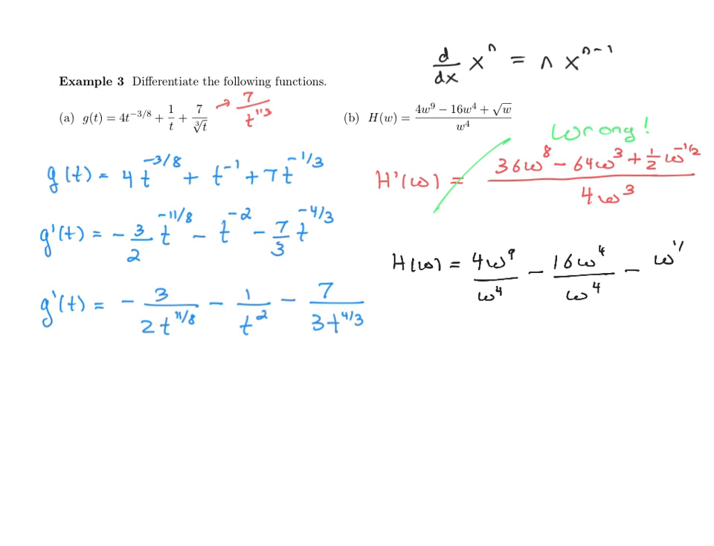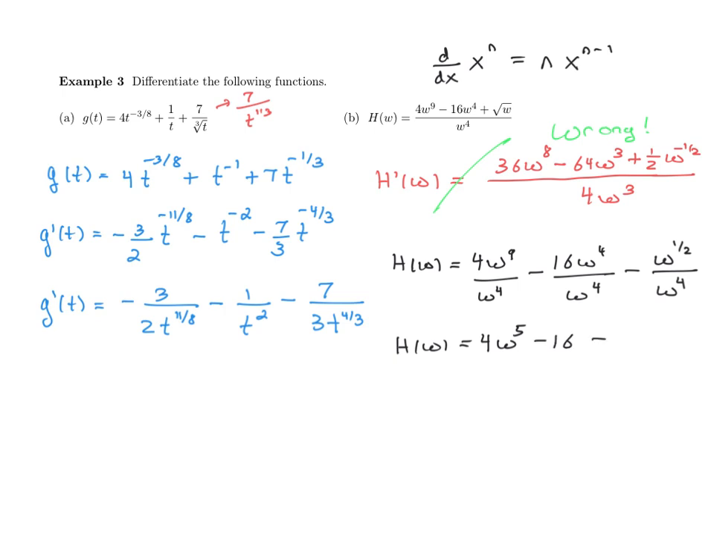And I'll put w to the 1/2 first, like that. Now we can simplify. Well, if you have 4w to the 9th over w to the 4th, that's 4w to the 5th. And I got that by subtracting these two exponents. Here they completely cancel, leaving you with just minus 16.